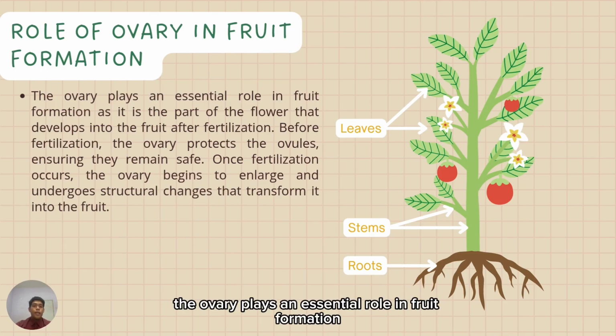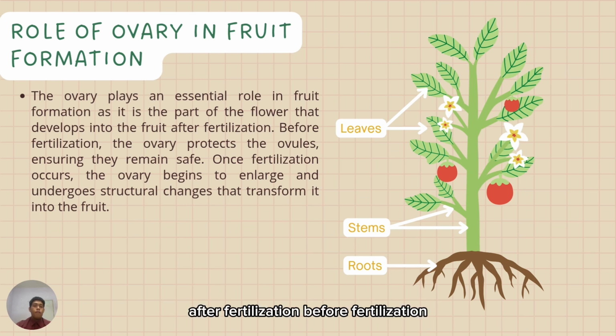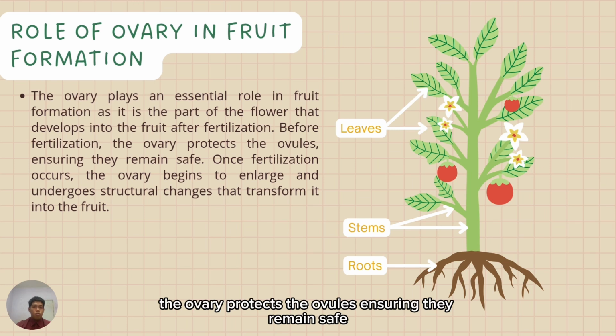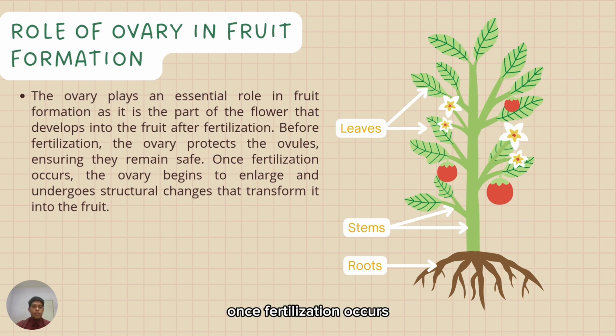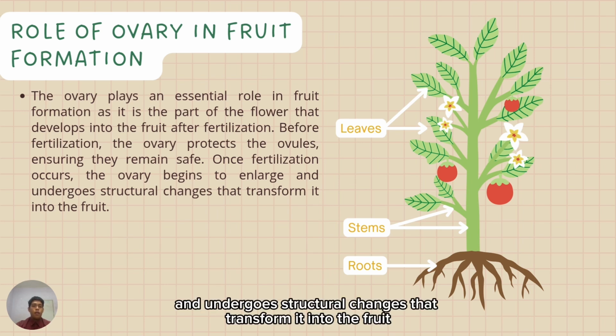So we move to the next one, the role of ovary in fruit formation. The ovary plays an essential role in fruit formation as it is the part of the flower that develops into the fruit after fertilization. Before fertilization, the ovary protects the ovules, ensuring they remain safe. Once fertilization occurs, the ovary begins to enlarge and undergoes structural changes that transform it into the fruit.